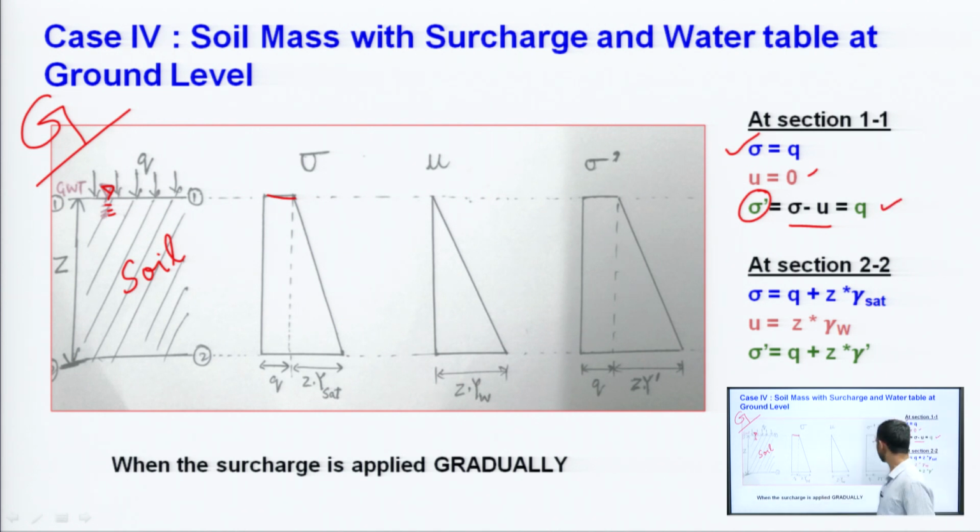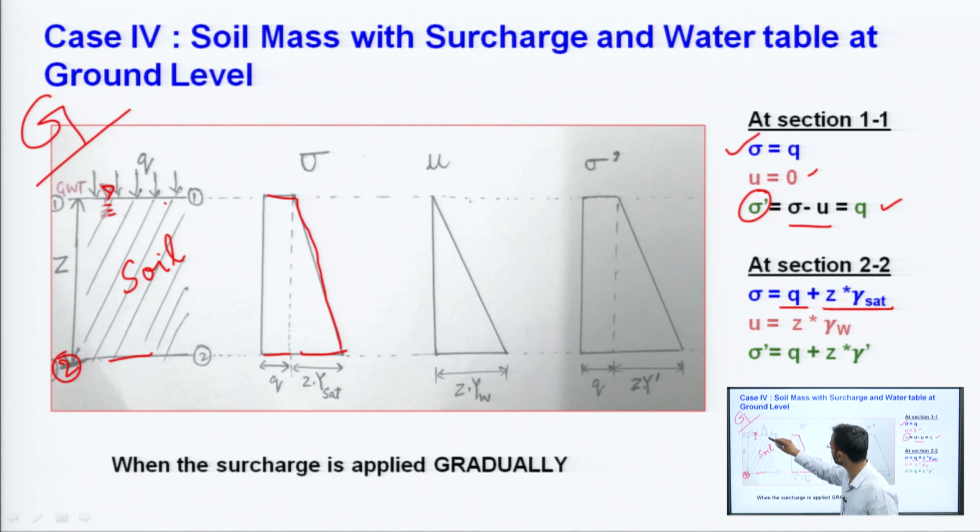Now understand, at section 2-2, the bottom section, the entire soil weight that is above this 2-2 section, and the surcharge will be acting. So at this it will be q, the total stress q, and Z into gamma saturated, because the soil mass is completely saturated due to the groundwater table level that is at section 1-1. So here it will be q plus Z gamma saturated. So we plotted this point here, and this is uniform.